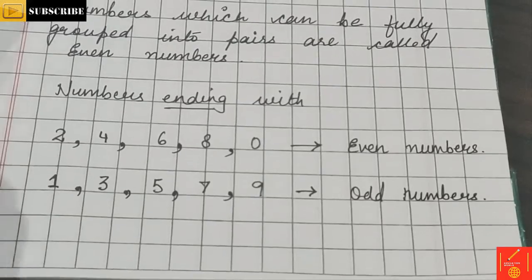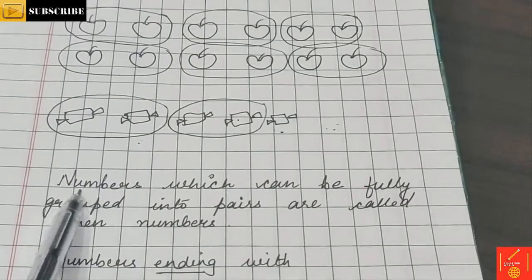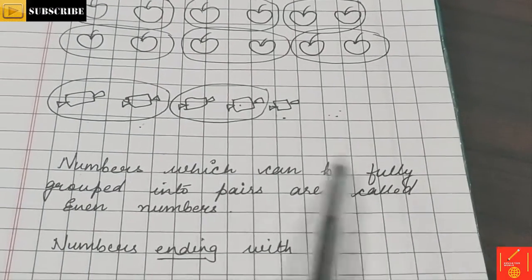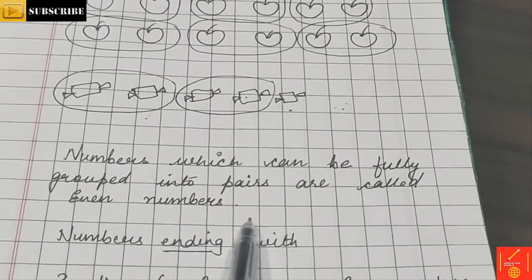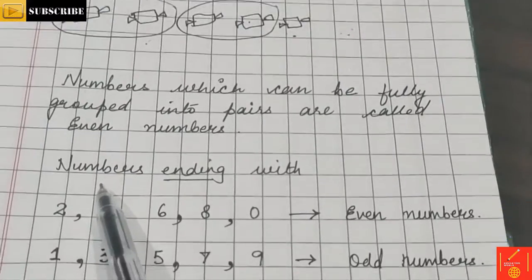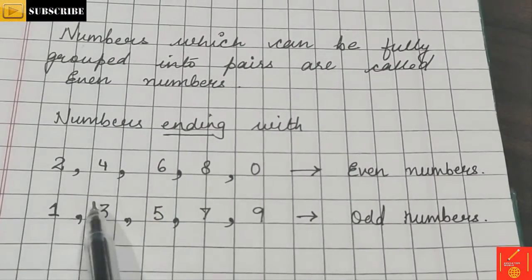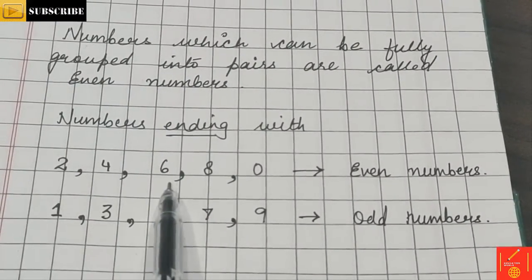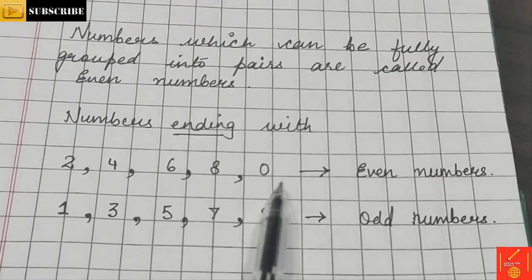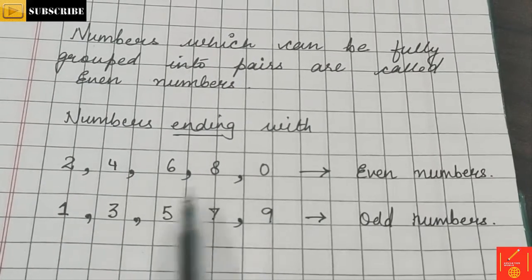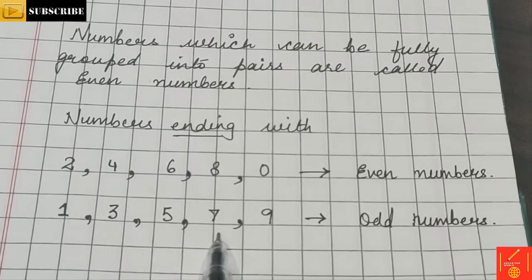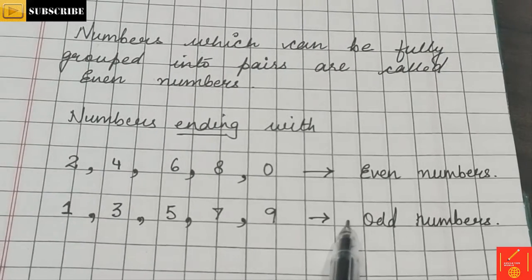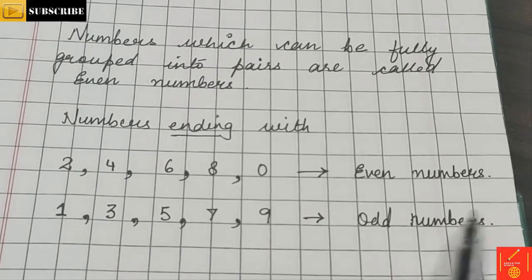So let's have a quick revision. Numbers which can be fully grouped into pairs are called even numbers. Numbers ending with 2, 4, 6, 8 or 0 are called even numbers. The numbers ending with 1, 3, 5, 7, 9 are called odd numbers.